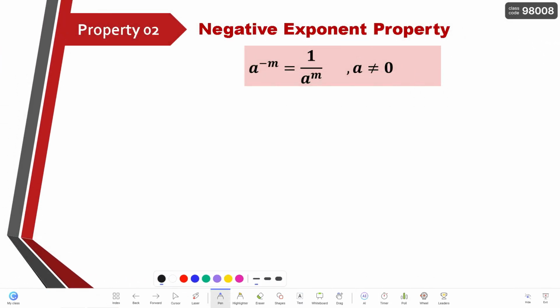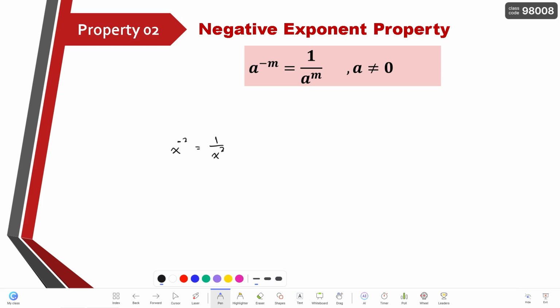The second property is negative exponent. If we have any negative exponent, we can convert this form into 1 over a to the power of m, to avoid any negative exponent in our expression. So for example, if we are given x to the power of negative 2, this could be written as 1 over x to the power of 2.